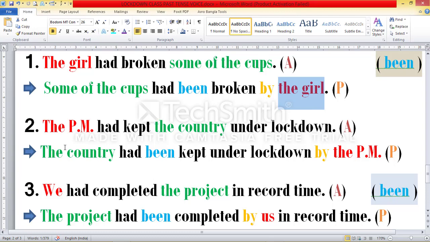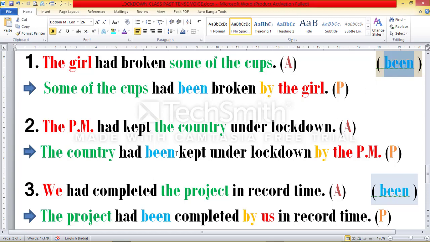Now let's go to the second sentence. The second sentence is the Prime Minister had kept the country under lockdown. So in this sentence, the PM, that is the Prime Minister, is the subject. And the country is the object. So first of all, we have to make the object subject. The country here will be subject. The country here has become subject. And after that, had will come. It generally comes in case of past perfect tense. Then after putting the had, we have to go to the verb been.